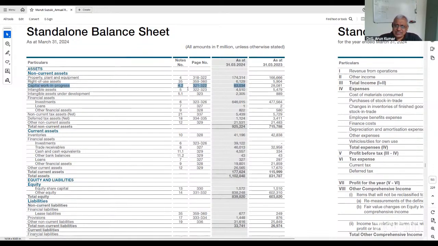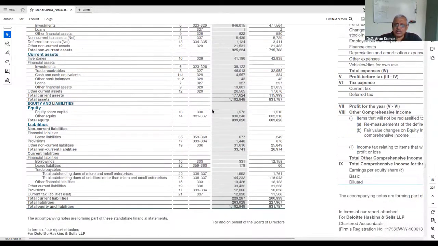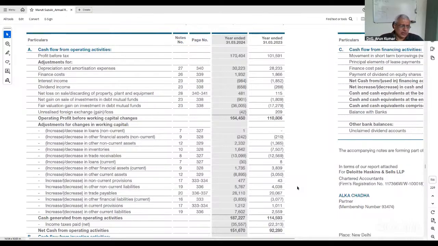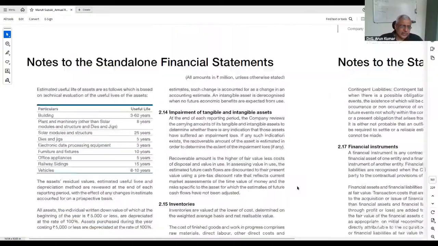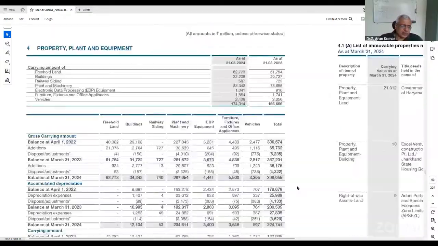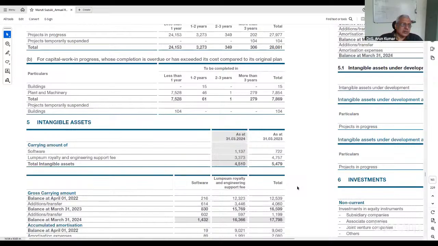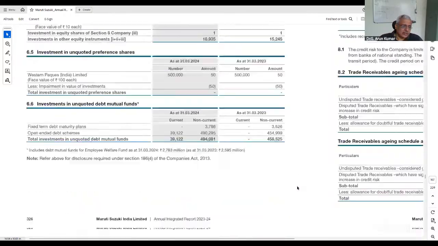Now, what are the details of it? I can go to schedule number 4.2, page 321, schedule number 4.2 in this particular case. Yeah, 331.